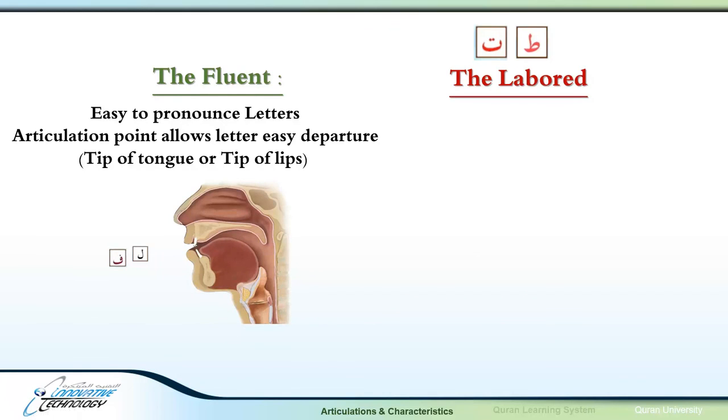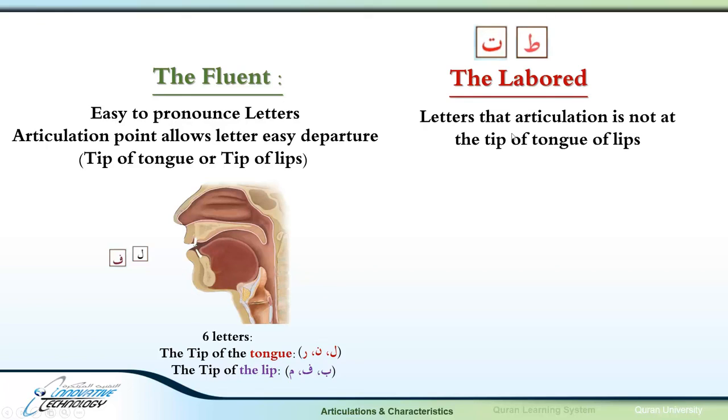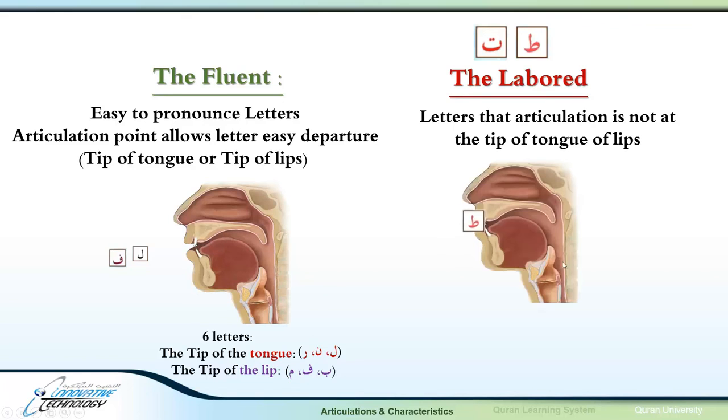And they are 6 letters, 3 from the tip of the tongue, the L, N, R, and 3 from the tip of the lips, the B, the F, and the M. While the labored letters are the rest. They are letters that are not at the tip of the tongue or the lips, and they're a bit more difficult to pronounce. It takes time. It is labored compared to L and F. Now, the labored letters are the remaining 23 letters of the rest of the alphabet.